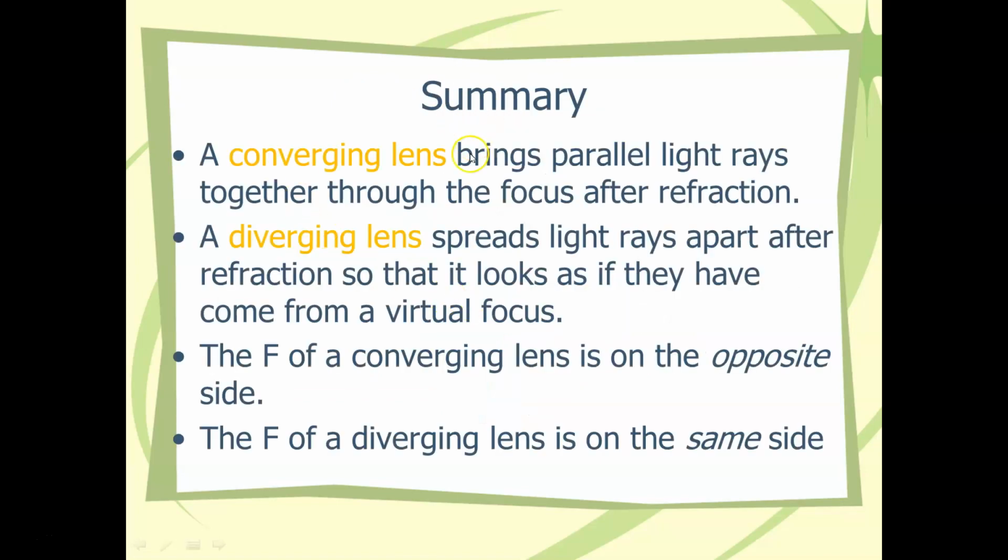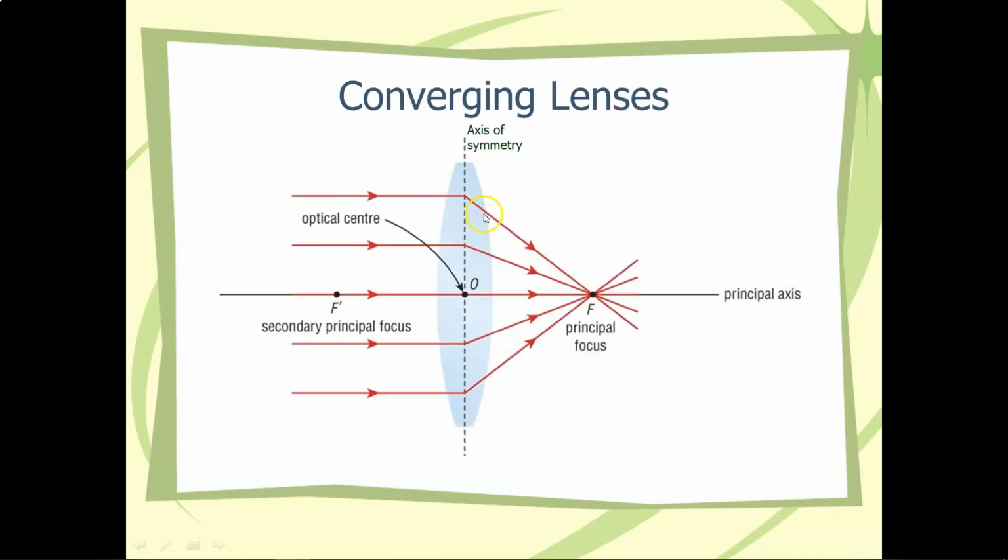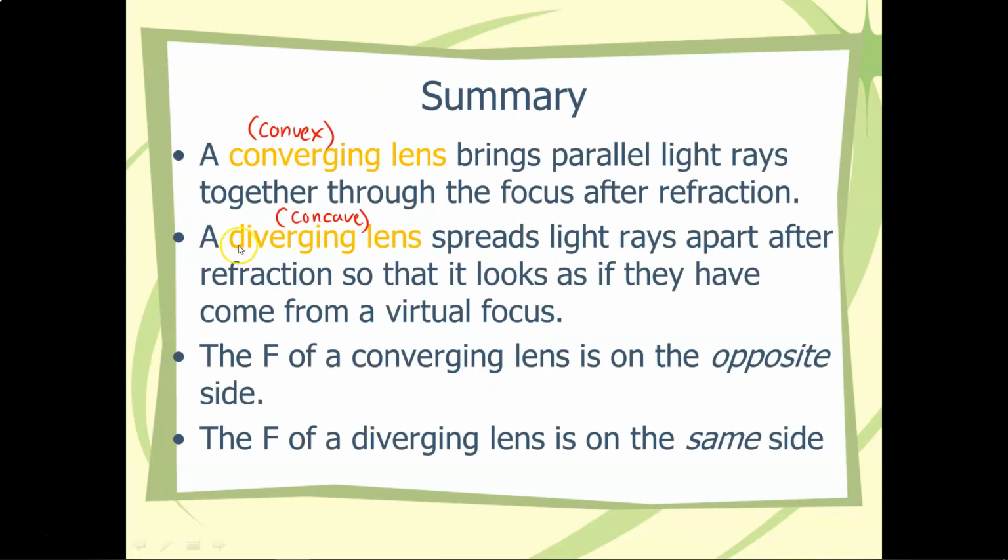So in summary, a converging lens, also known as a convex lens, brings parallel light rays together through the focus after refraction takes place. So only after the light rays refract through the lens. Meanwhile, a diverging lens, also known as a concave lens, spreads light rays apart after refraction so that it looks as if they have come from a virtual focus.